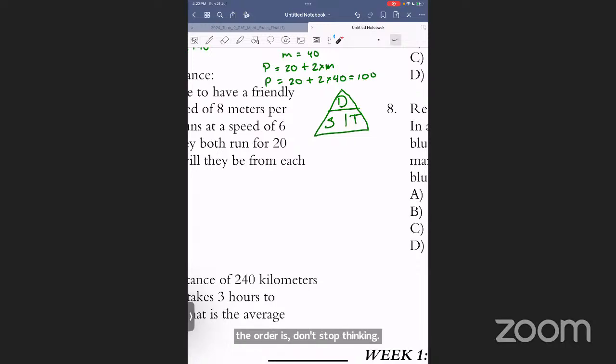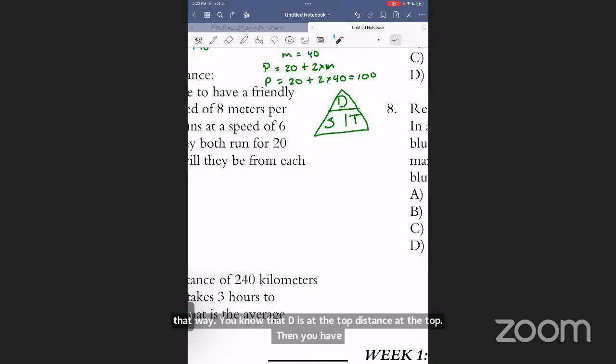Recently, one of the students taught me another way to think about it. It was don't skibbity toilet. I'm not fully sure what that is, but if that helps you remember it, you can use that. But I like to think don't stop thinking. So that way you know that D is at the top, distance at the top, then you have speed, and then you have time.